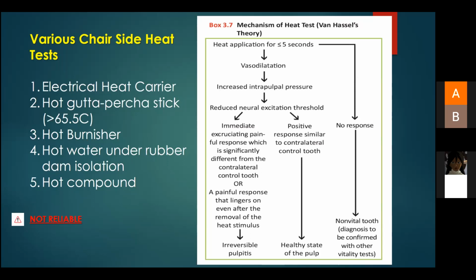Then the temperature will flow down towards the C fibers. The moment it reaches the C fibers, it will give you a response. So this delayed response can tell you that the control tooth, or the tooth in the picture, is normal. That is a positive response. And when there is no response at all, you're applying it for more than 5 seconds, still there is no response, then you can suspect that the tooth is non-vital. Or you can apply certain other kinds of tests to rule out.